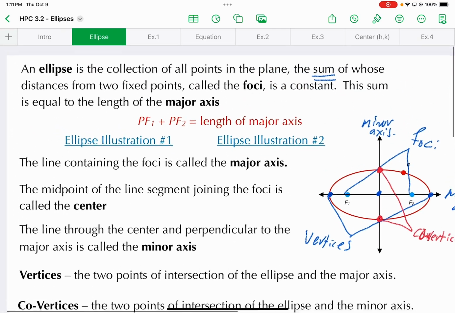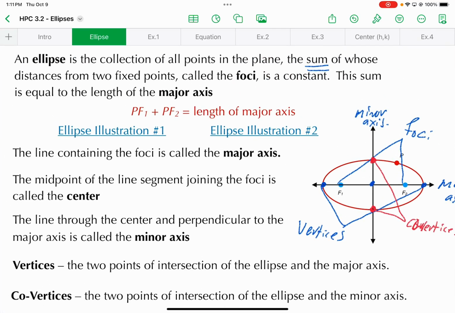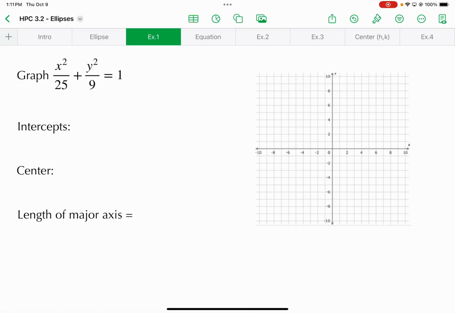All right, so let's actually look at an example with one of these and start working on some of our different values, okay? So it says graph x squared over 25 plus y squared over 9 equals 1. This is what the typical equation of an ellipse looks like. Usually we try to get it equal to 1, okay? This would be an example of an ellipse that's not shifted up, down, left, or right, okay? So we've got x squared over 25 plus y squared over 9 equals 1. Because I want to graph this, the first thing I'm going to do is find what my intercepts are, okay?